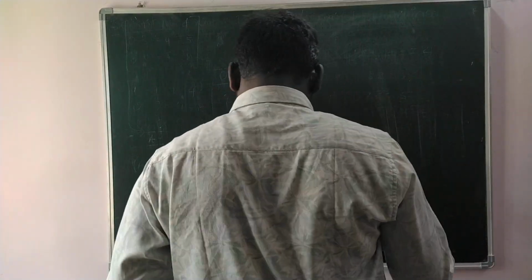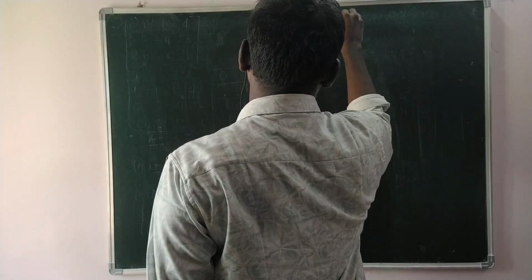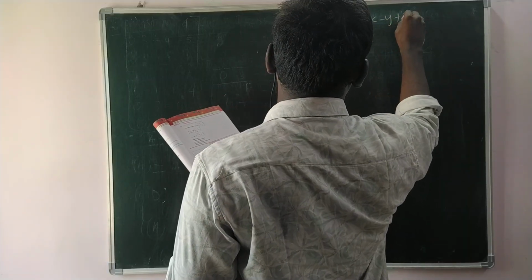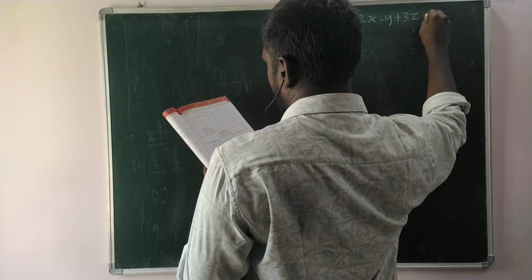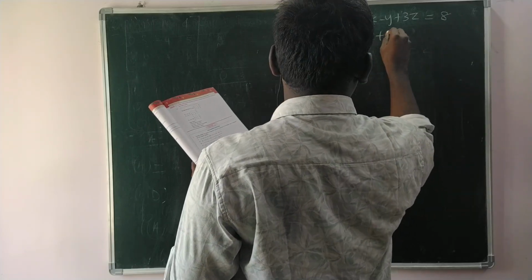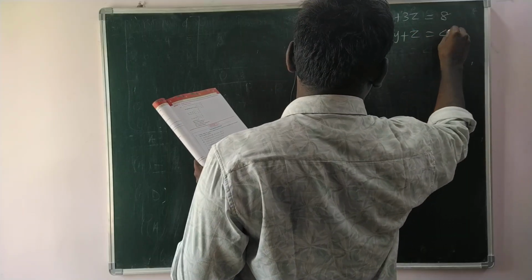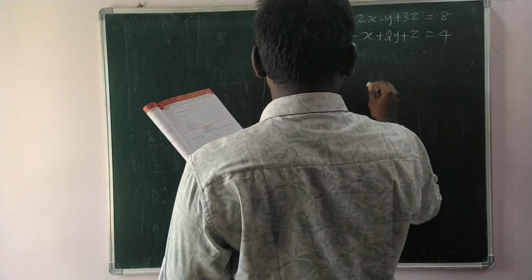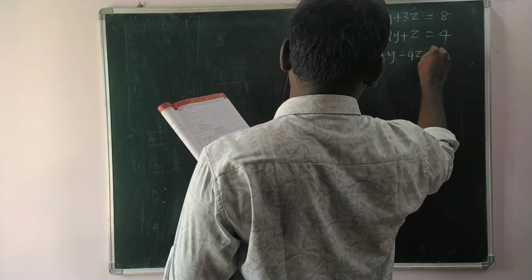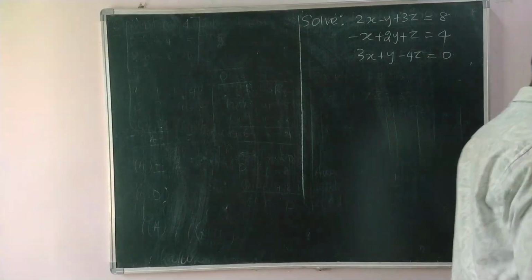Now we'll be solving the equations 2x minus y plus 3z equals 8, minus x plus 2y plus z equals 4, 3x plus y minus 4z is equal to 0. Okay.